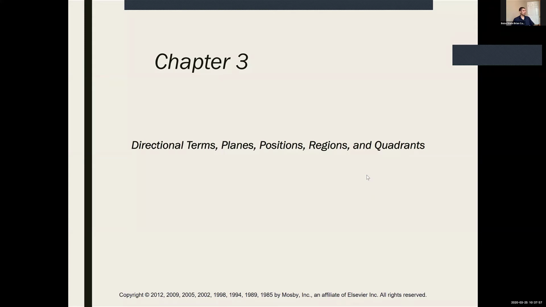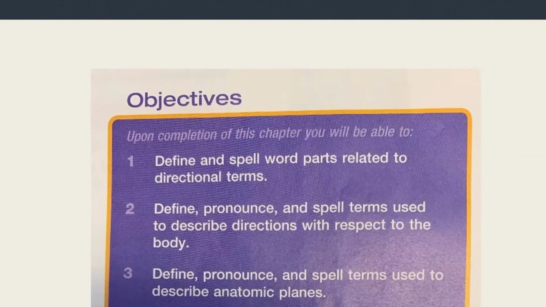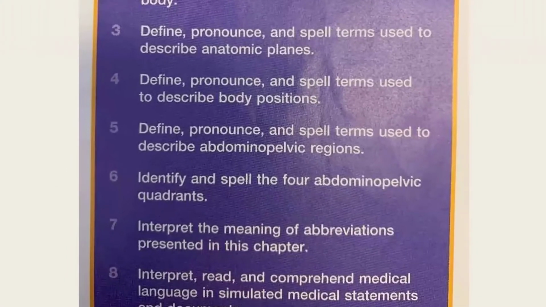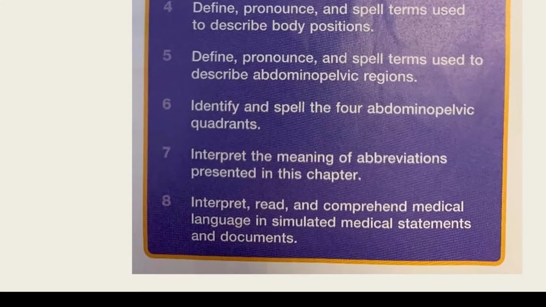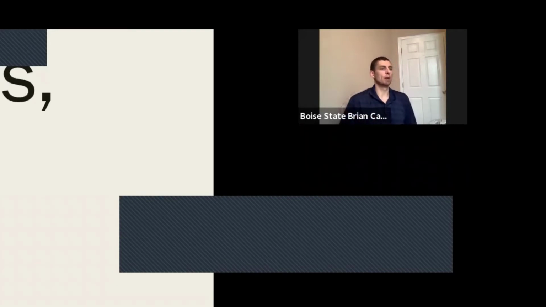Chapter 3, which starts on page 63 of your text, talks about directional terms for the body, planes, positions, regions, and quadrants. This chapter is important because it explains how we are going to start to examine the patient, how we're going to talk about the patient's body in relationship to each other and in its position, as well as for diagnostic value in how we talk to other healthcare providers about what's going on with the patient and trying to identify where the problem is in that patient. And we'll see that as we go through today.